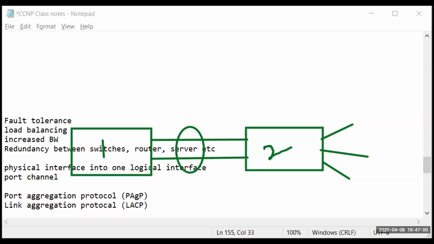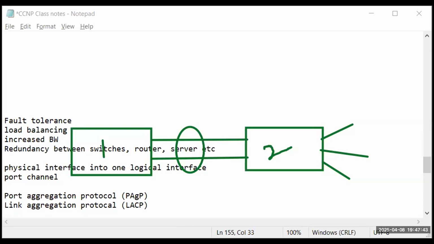So what about PAGP and LACP? PAGP is again the same; with this protocol we are going to achieve the EtherChannel configuration. PAGP is what I've written: port aggregation protocol, a Cisco proprietary protocol. Link aggregation protocol is again an EtherChannel protocol only. It's non-Cisco proprietary and can be configured on any switches.